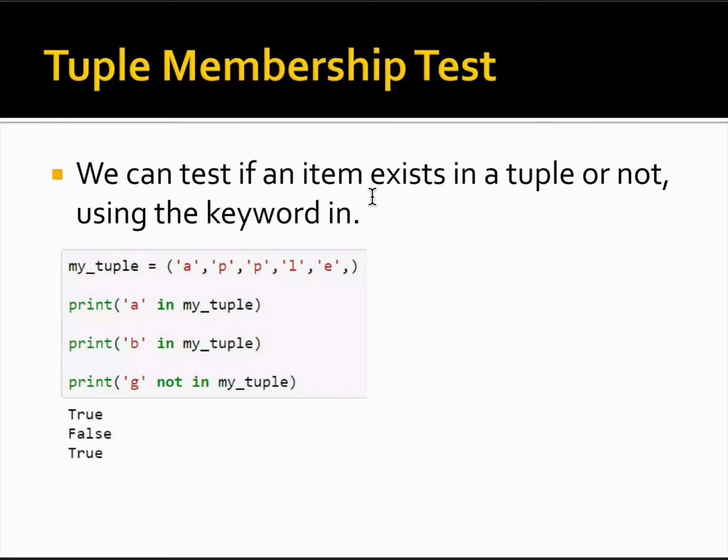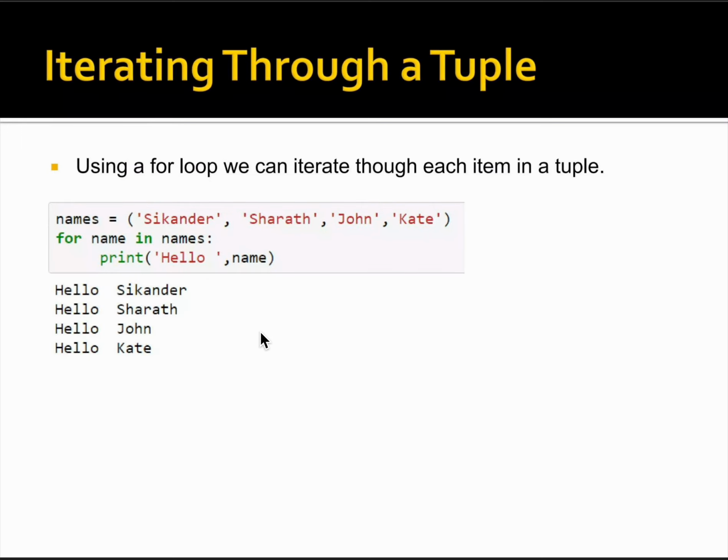Next, tuple membership test. We can test if an item exists in a tuple or not using the keyword in, and we can check that by accessing the tuple and entering the items to check. Next, iterating through a tuple. Using a for loop, we can iterate through each item in a tuple.